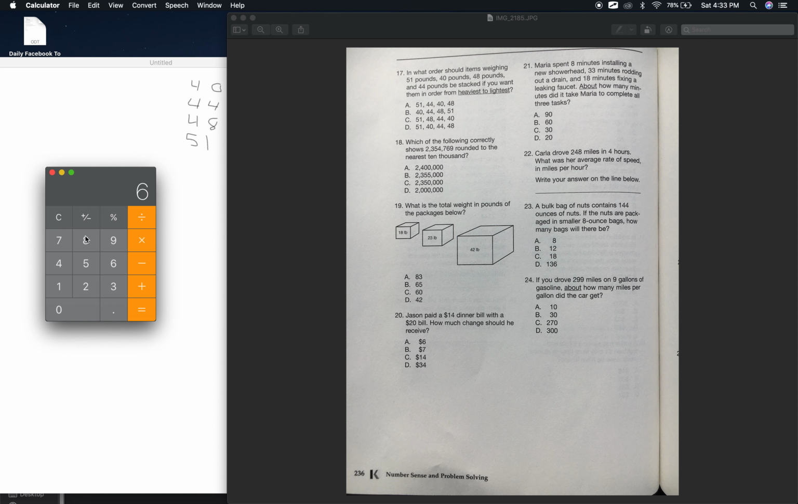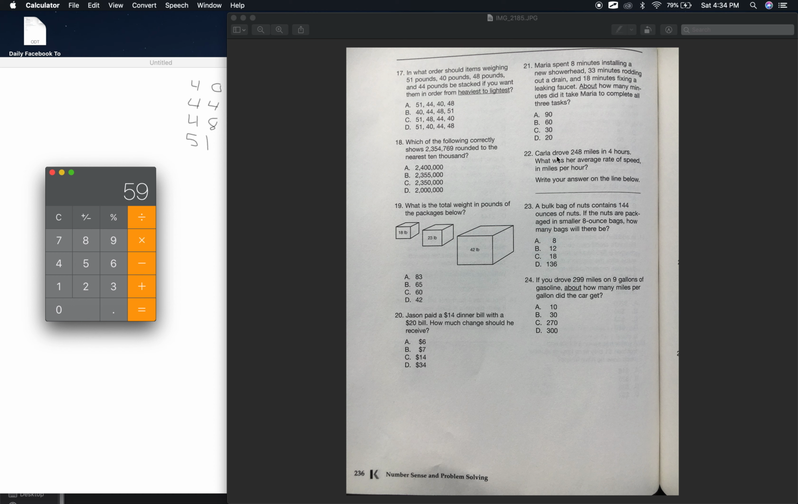We have 8 minutes. Okay, let's clear it first. I'll just clear a calculator first. 8 minutes plus 33 minutes plus 18 minutes equals 59. So we are rounding, okay, because about how many minutes? When you're rounding, you look at the number to the right, and it's a 9, so you round that up to 60. Okay, since it's above 5.